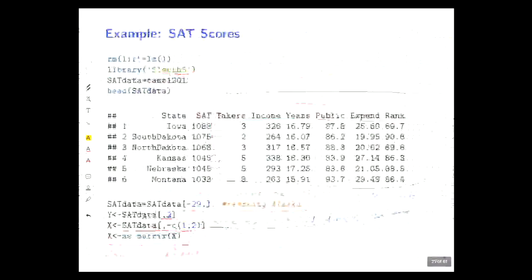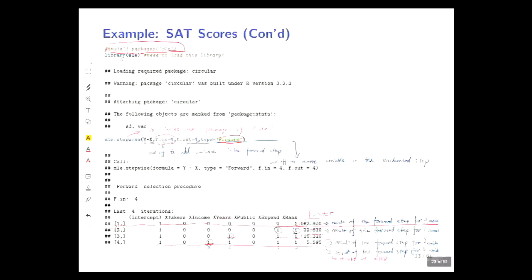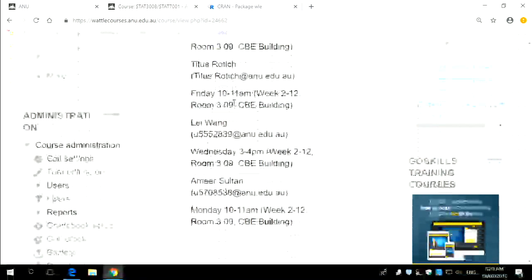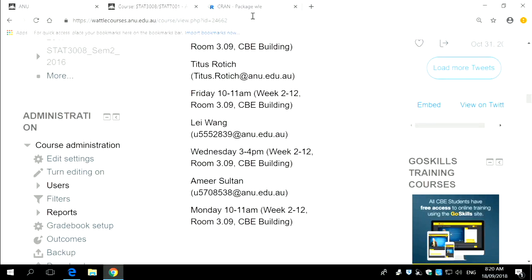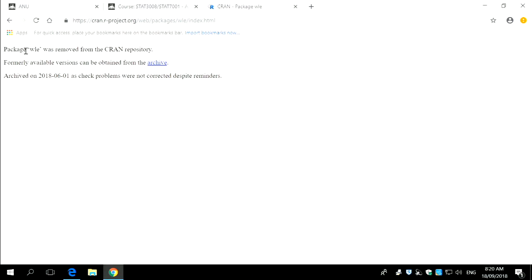So after reviewing a little bit, let us look at our example. For our example here, we use this package called WLE to help us accomplish the sequential variable selection by using the F statistic. But unfortunately, as reminded by one student in the discussion forum, this package is no longer available. You can look at it here.